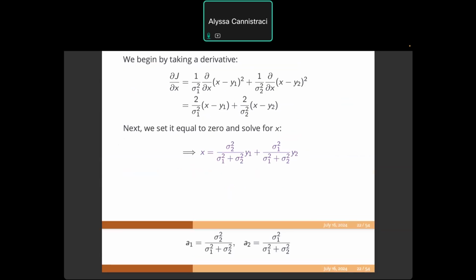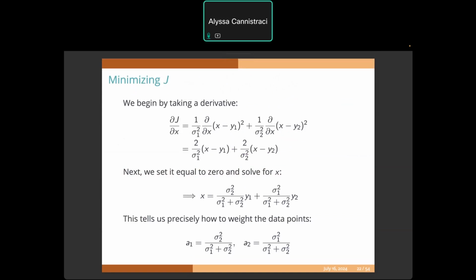If we pull them down to that equation, we get sigma 2 squared over some number for A1, and we get sigma 1 squared over some number for A2. Importantly, we notice that for the weight on Y1, it's looking at the uncertainty on the second observation, and vice versa for A2. And this actually works out really nicely.